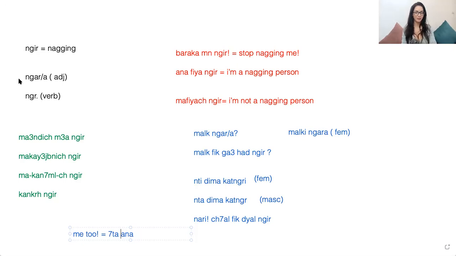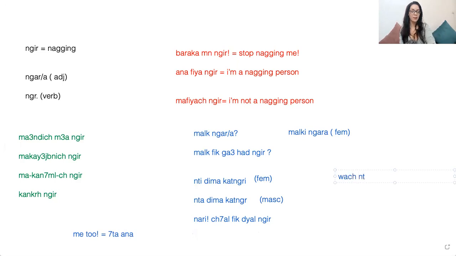We have نغير, نغار, نغر. بركة من نغير. أنا فيا نغير. ما فياش نغير. مالك نغار or مالكي نغارة. مالك فيك كاع هاد نغير. انتي ديما كتنقري. انت ديما كتنقر. ناري شحال فيك ديال نقير. ما عنديش مع نقير. ما كيعجبنيش نقير. ما كنحملش نقير. كنكره نقير.